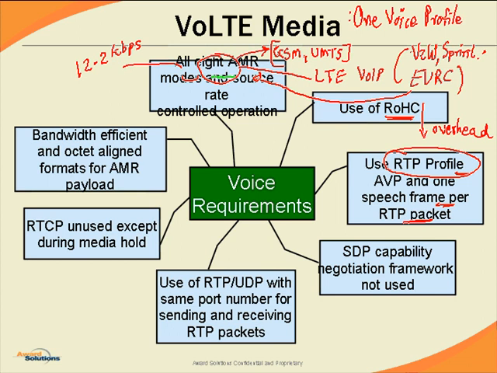And we have decided that in one IP packet, one speech frame would be placed. So if you have an RTP packet, inside that we will place only one speech frame. And remember, the vocoder is generating speech frames every 20 milliseconds, right? So that's the one we will use. Every 20 milliseconds, the AMR speech codec will be generating a speech frame.